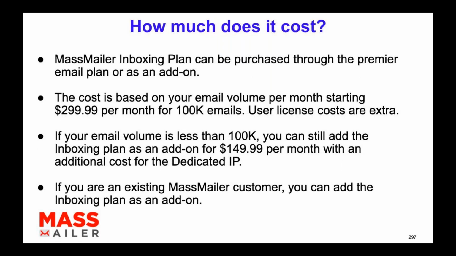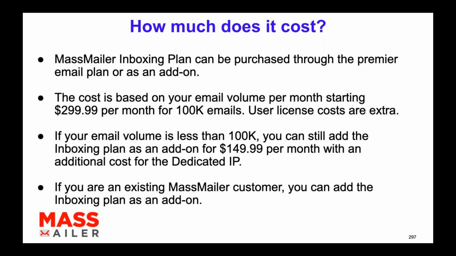How much does it cost then? If you're familiar with MassMailer pricing tiers, it is based on the number of users and also what email plan you're choosing. You could go with a premier plan for the inboxing, or as an add-on if you're already an existing customer, or if you're going with the lower tiers, you can always add this inboxing plan as an add-on. The cost is based on the email volume per month, how many emails you're sending per month. The premier plan starts at 100K emails per month, which costs you $299 per month. But as you know, the user license is an extra cost. It's $49.99 per user per month.